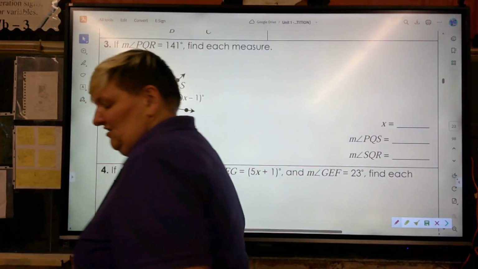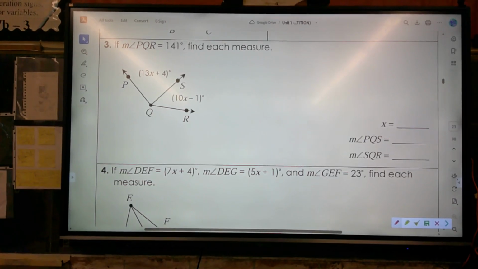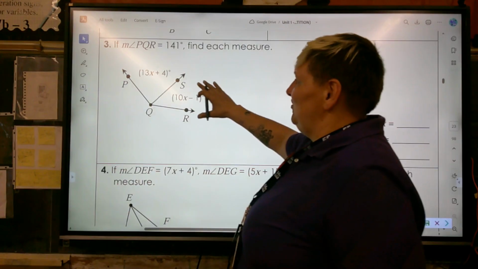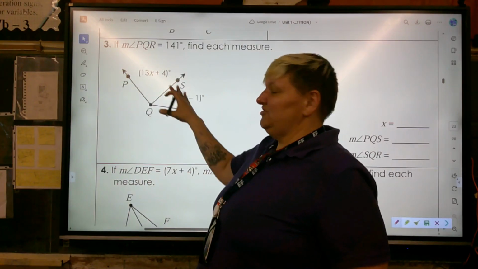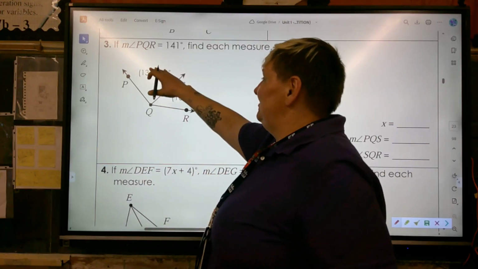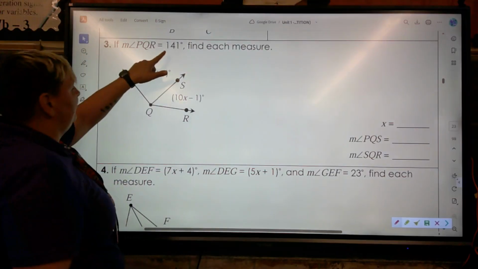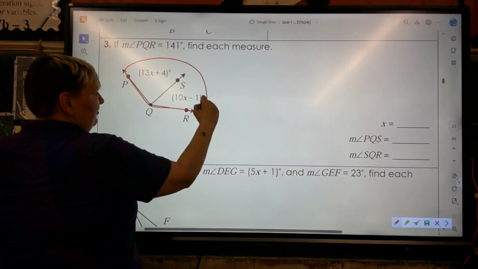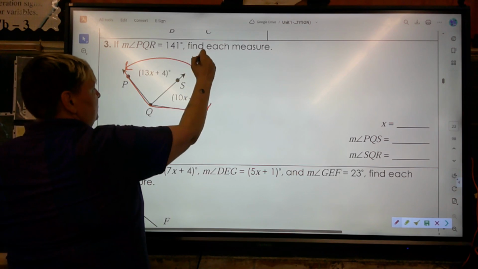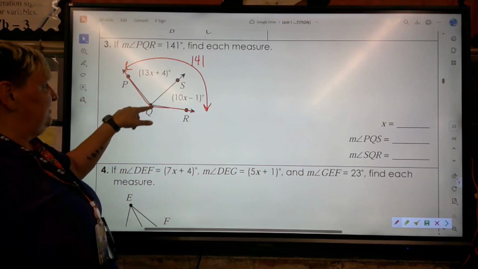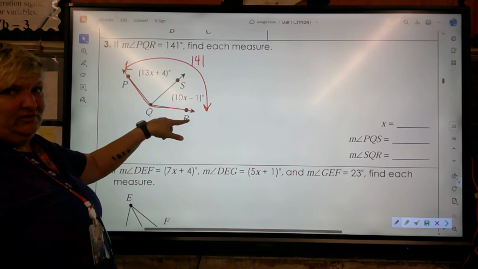So, to get a better idea of what we're working with, we're going to work with numbers 3, 4, and 10. 10, why? Because we like a challenge. Alright? So, it's the same rules, we're just doing algebra now, right? Algebra is inside geometry. So, if PQR is 141, PQR is the total, right? This whole thing together is 141. Find each measure. They've already labeled PQS and SQR for you.